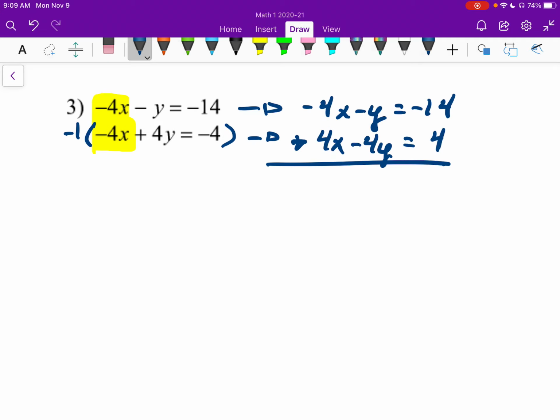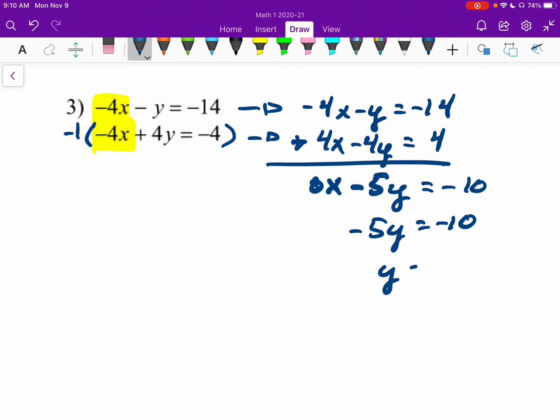So whenever I add this right one, I have a negative 4x plus 4x gives me a 0x minus 5y equals negative 10. This is the same thing as negative 5y is negative 10, and y is going to be positive, oop, not 5, 2. All right, I have my answer. I need to plug back in.